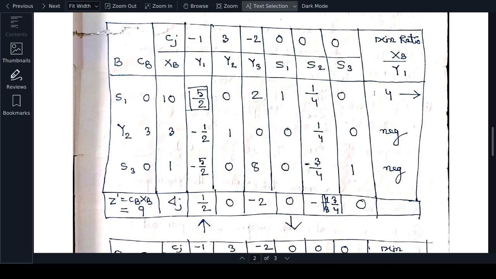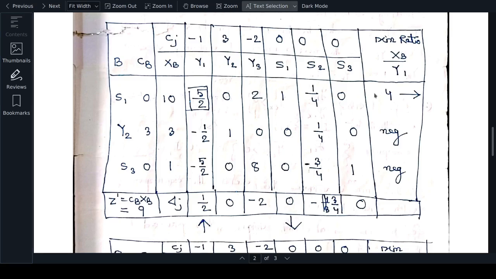So here our pivot element will be the intersection of incoming vector and minimum ratio row. Incoming vector is also called the key column, and minimum ratio row is also called the key row. So here 5 by 2 is our pivot element or key element. So I have marked here 5 by 2. So this is clear.